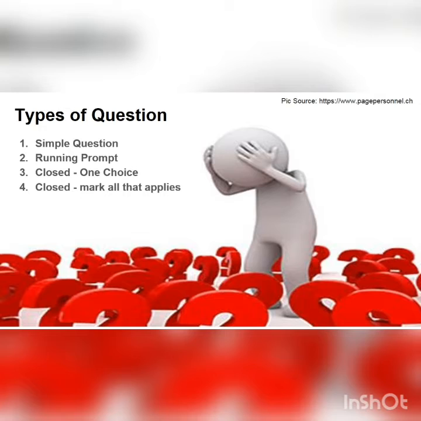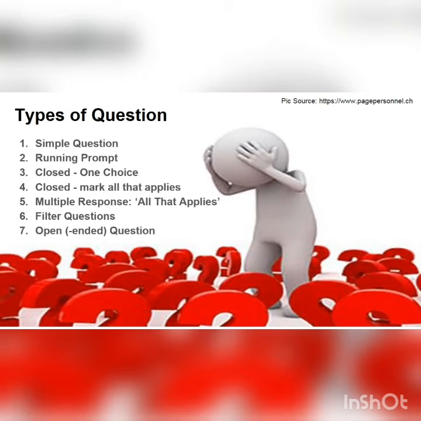Closed, mark all that applies, means that the respondent is free to choose, but multiple response, mark all that applies, means that the respondent should inform all that applies. It looks similar, but the instructions is different. Subsequently, a filter question is a branch to the next relevant set of questions. The last one is open questions, which respondents is free to write.